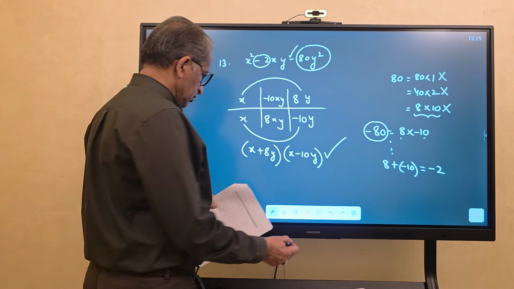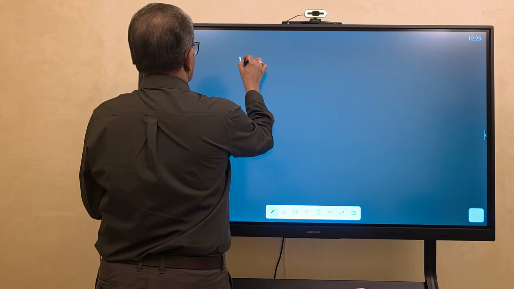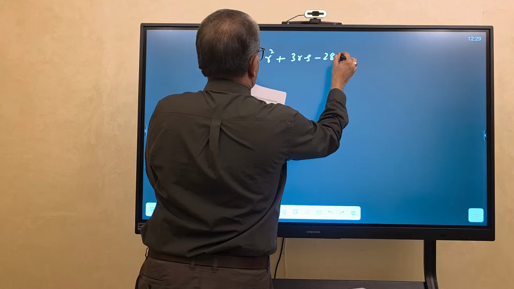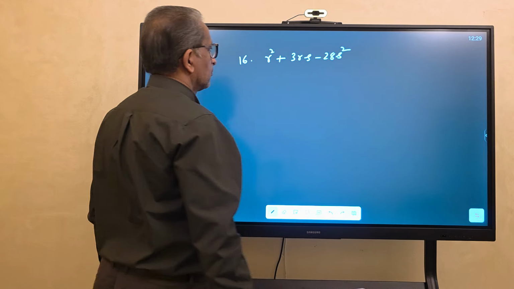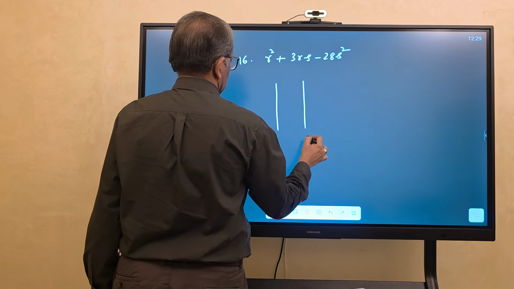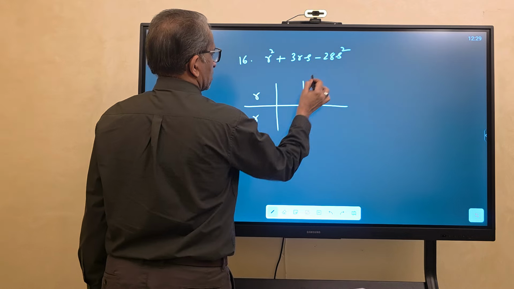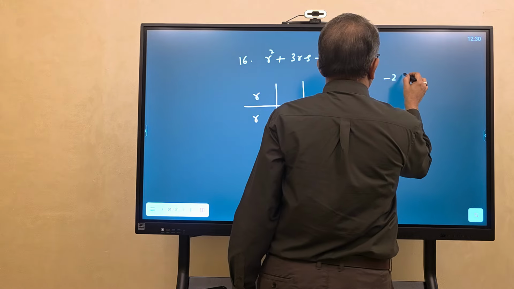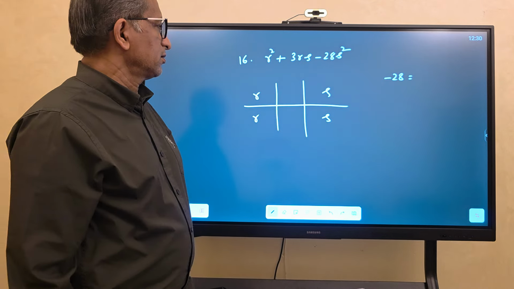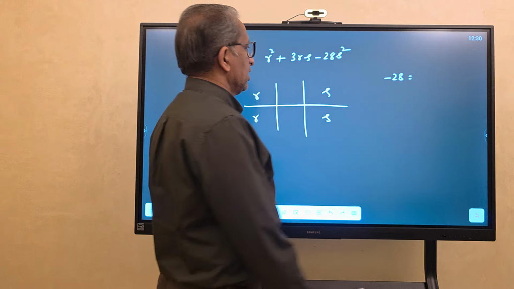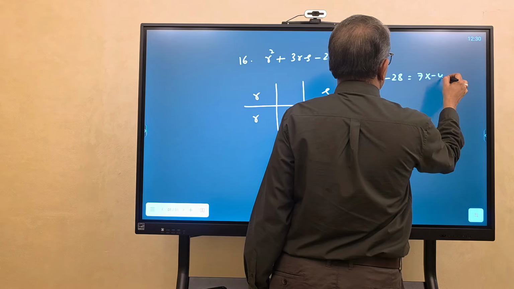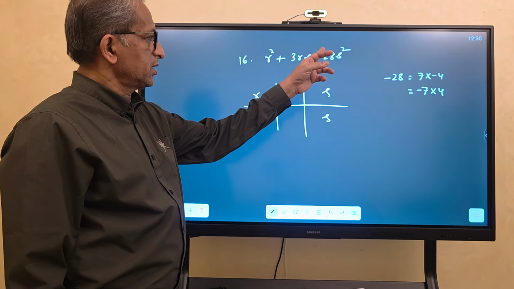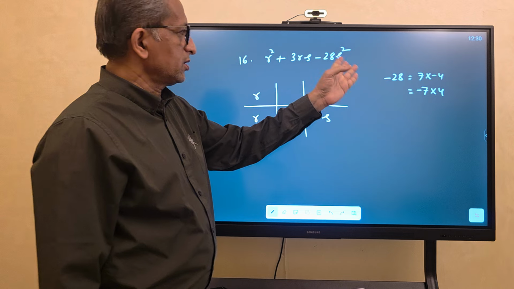Let me do one more example. Number 16: r square plus 3rs minus 28 s square. Let us make the table. R into r, s square, s into s. Now I have to take the last term, minus 28, along with the sign. So let's see what makes minus 28. It is 7 into minus 4 or minus 7 into 4. Am I right? 7 into minus 4 is minus 28, and minus 7 into 4 is also minus 28.